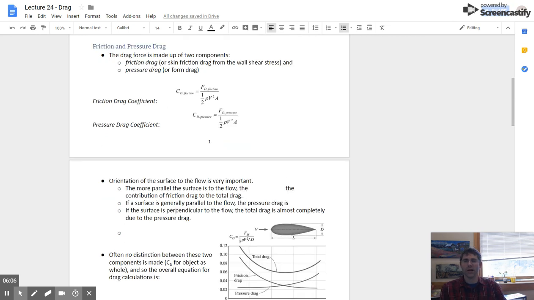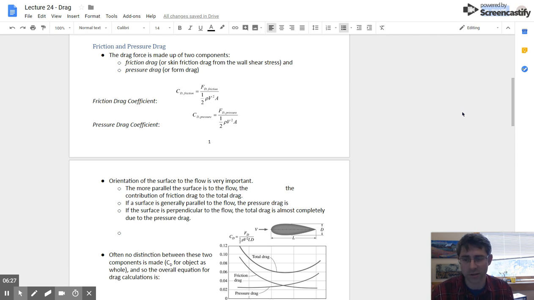So we just defined the drag coefficient and lift coefficient up above, but in reality, this drag that we're experiencing is a combination of drag due to what we call friction drag, which is that skin friction drag, the wall shear stress, as well as pressure drag, or what we call form drag.